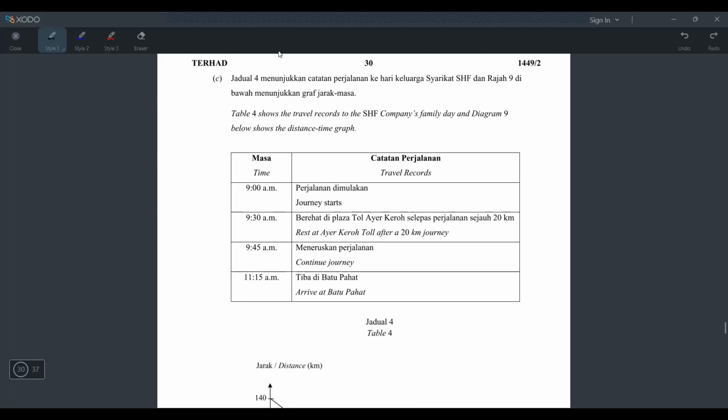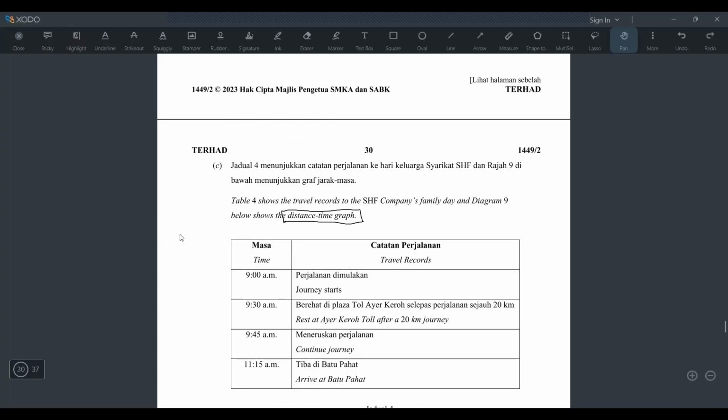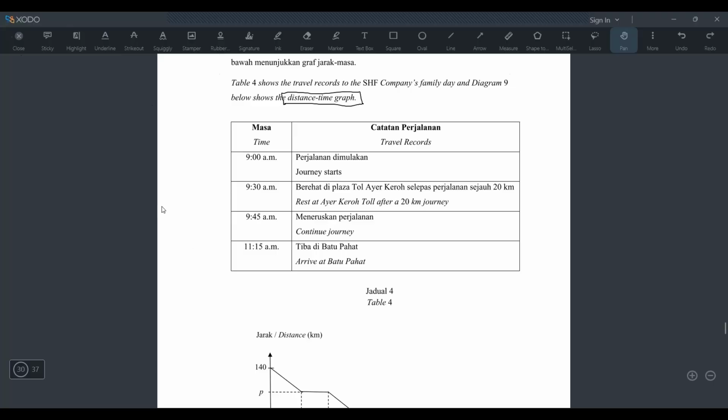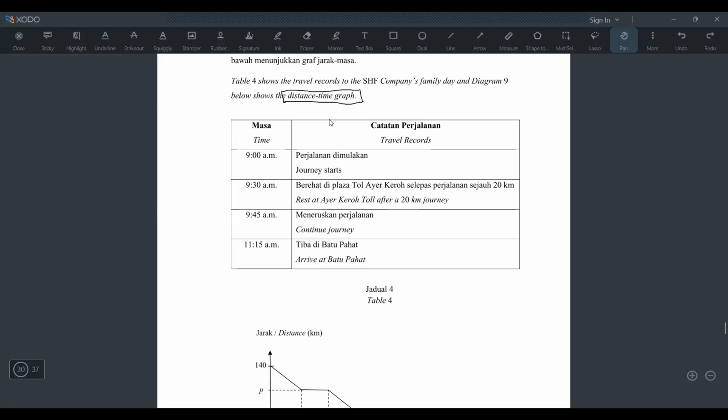Okay, question C. Table 4 shows the travel records to the SHF company family day. Diagram 9 below shows the distance time graph. Section C is always like that. The whole question has 15 marks and they mix all the chapters, right? So this one is graph of motion already, from Form 4 chapter 7 or 6, right? So this is the DTG, distance time graph.